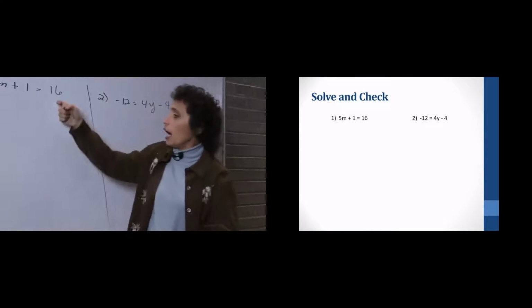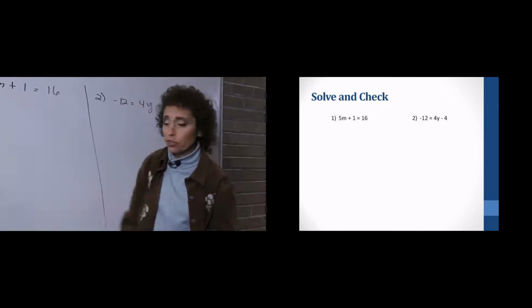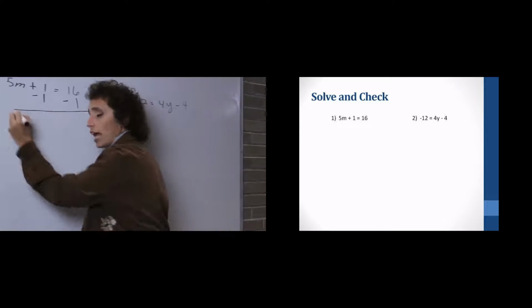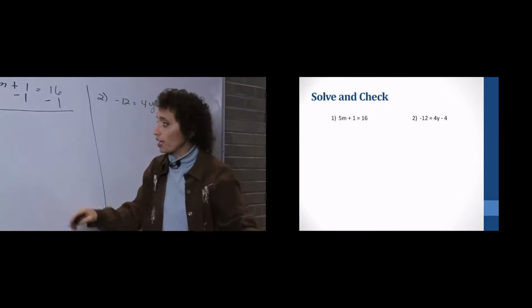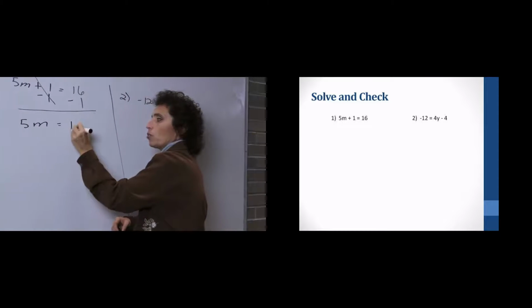All right, I don't want to move him. He's alone. He has no friends. So I'm going to do the opposite operation here and subtract 1. Whatever I do to one side, I have to do the other. Remember, got to keep the scale in balance. Okay, we get 5M equals 15.